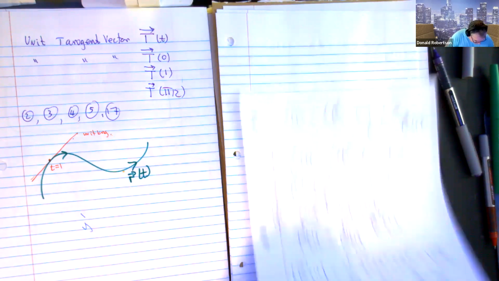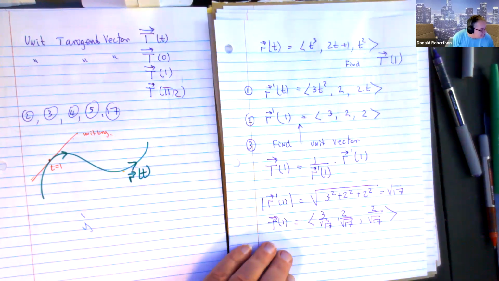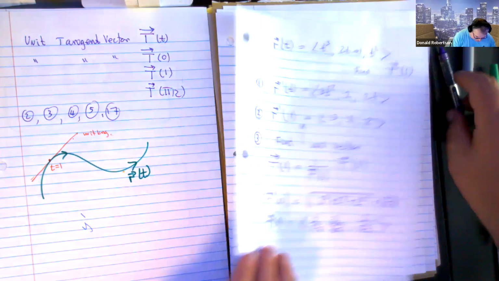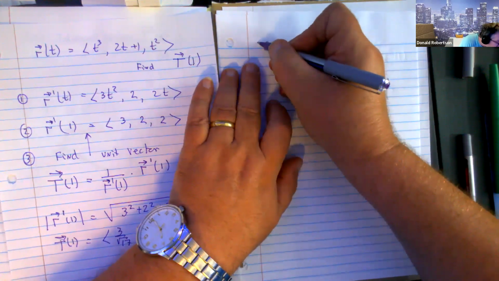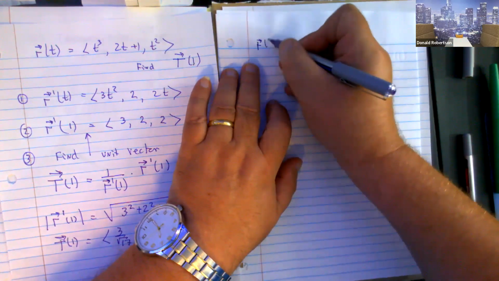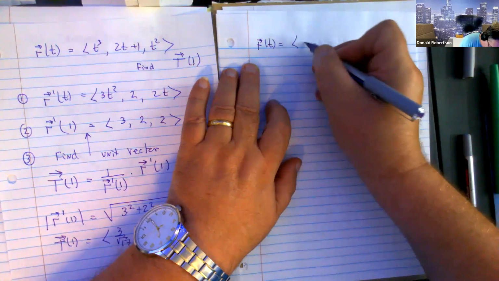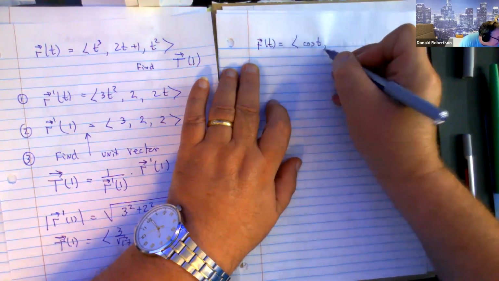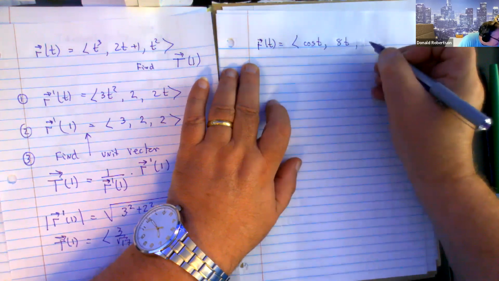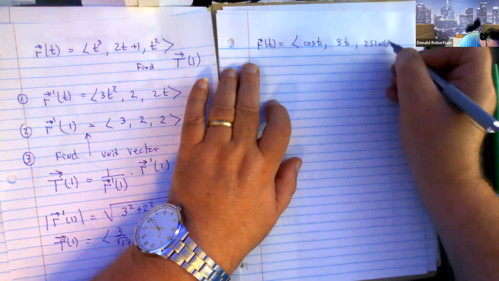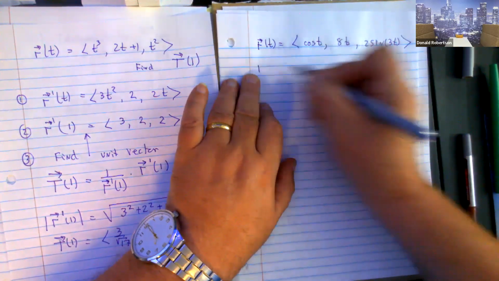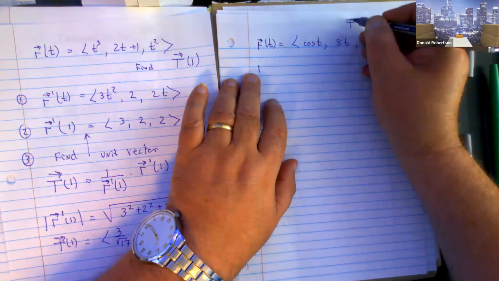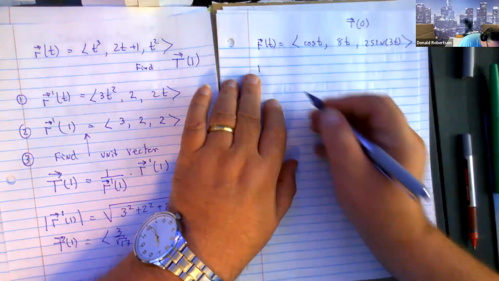Okay, see if I can find an example. Let's pick 3. In question 3, you're being asked to find the unit tangent vector at 0. And your space curve is cosine 8t and 2 sine 3t. Oh, and we're being asked to find the unit tangent vector at 0.